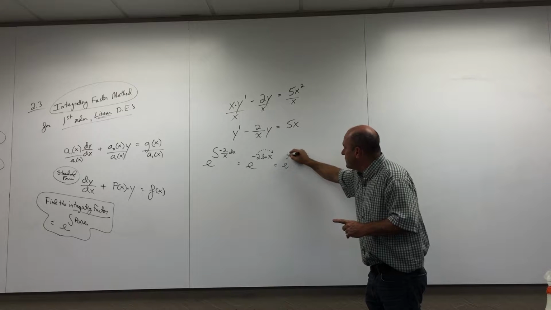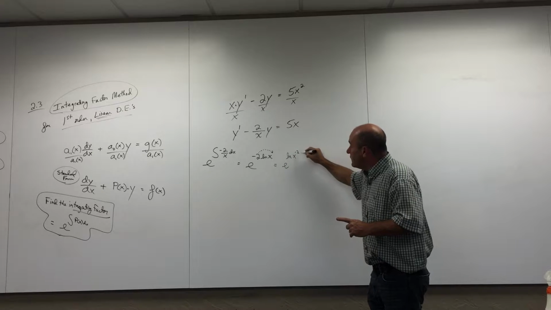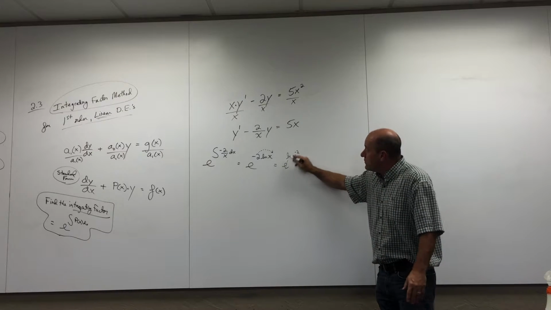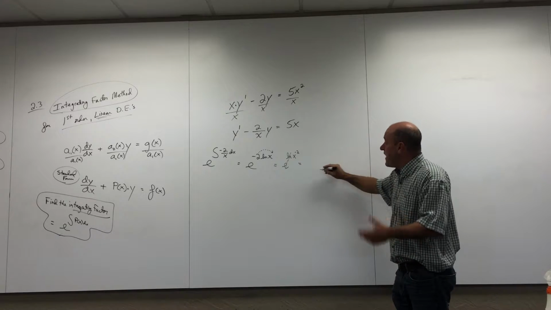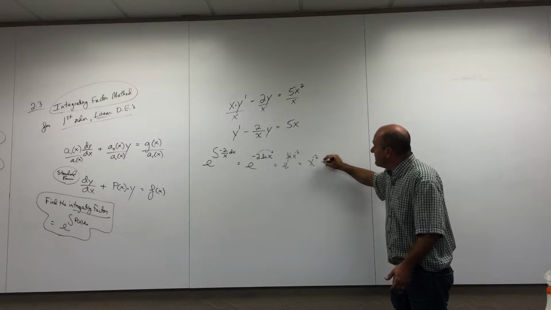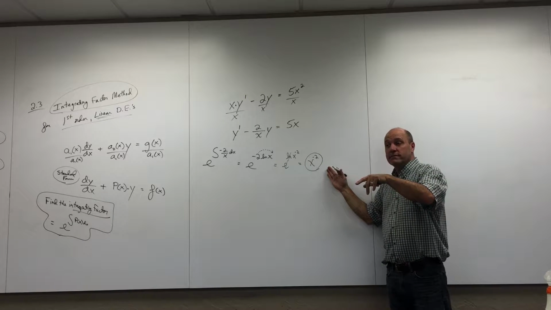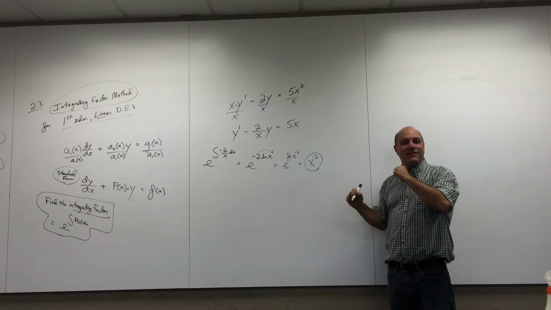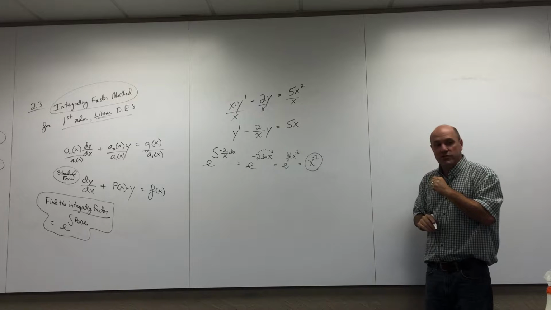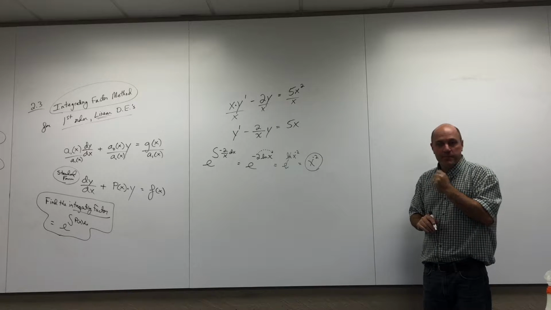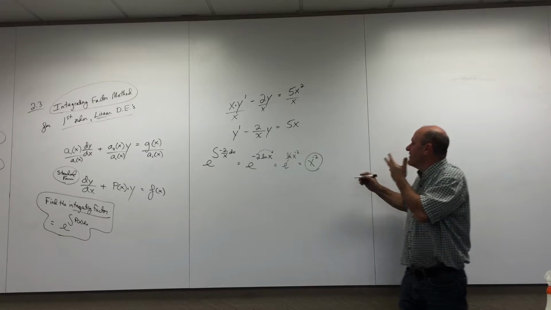So then you have e to the log x to the -2. Now the e and the log do cancel, and here's my integrating factor, x to the -2, or 1 over x squared. But that's the integrating factor in its simplified form, right? You should simplify it as much as you can. All right, cool. We found the integrating factor.